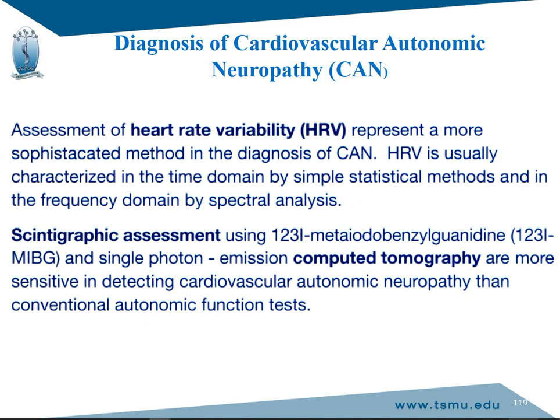Assessment of heart rate variability represents a more sophisticated method for the diagnosis of cardiovascular autonomic neuropathy. Heart rate variability is usually characterized in the time domain by simple statistical methods and in the frequency domain by spectral analysis. And scintigraphic assessment using 123 iodine meta-iodobenzylguanidine and single photon emission computed tomography are more sensitive in detecting cardiovascular autonomic neuropathy than conventional autonomic function tests.